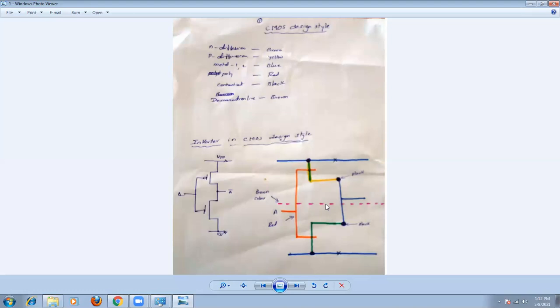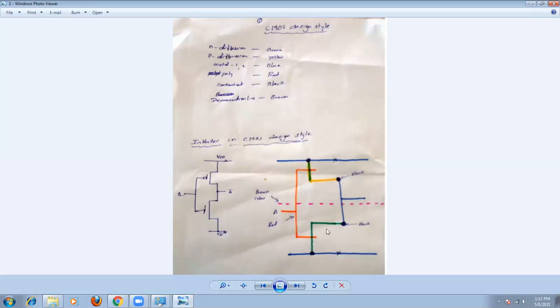Now first draw the N channel transistor by using a diffusion. Take a green color, draw the line like this. Similarly, take a yellow color from the VDD line and draw it in this form. That is the first thing. Okay, this is the green.